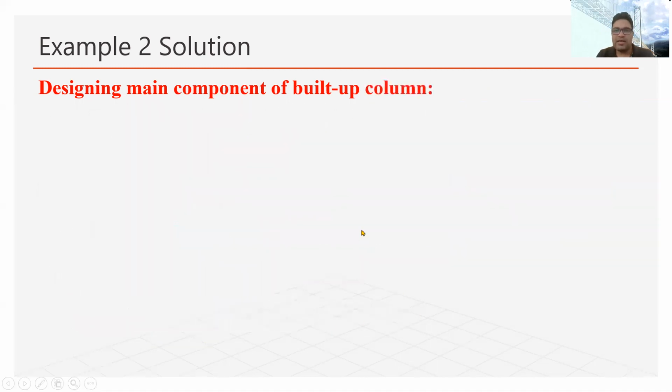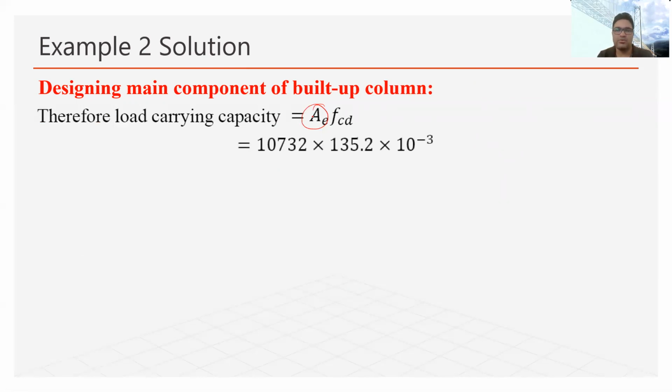Now, after getting the actual value of FCD, we will find out the load carrying capacity. So load carrying capacity would be the effective area provided multiplied by the FCD. This effective area will be for the channel section that we are providing. So the effective area is 10,732, multiplied by 135, and directly multiplying by 10 raised to power minus 3, so that we get the value directly in kilonewton. So now here you can see the load carrying capacity of the channel section is 1451, which is more than 1200, which means it is safe, it is okay.